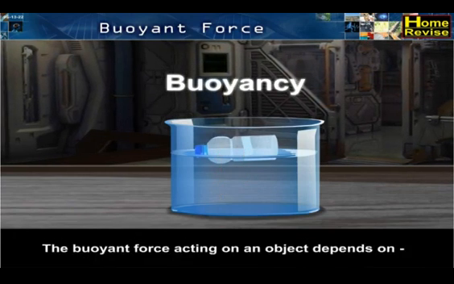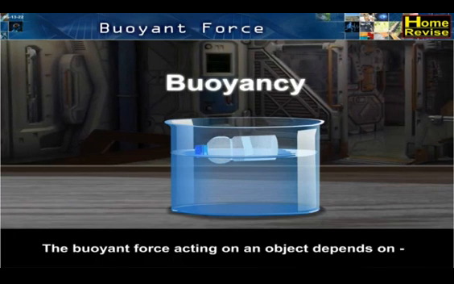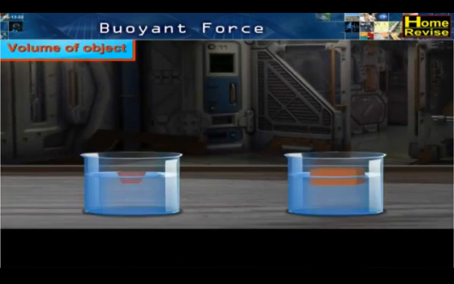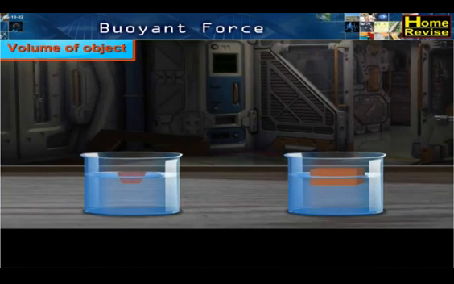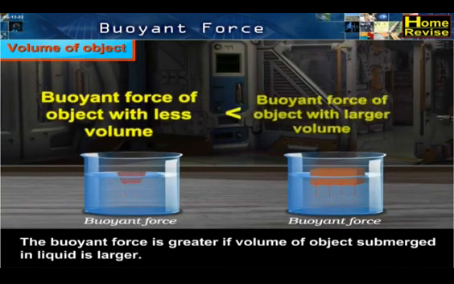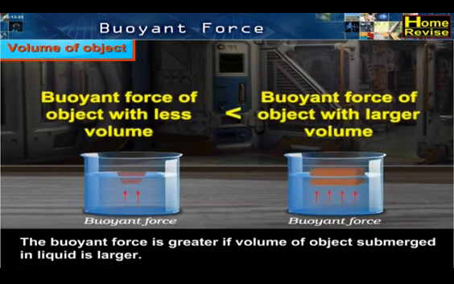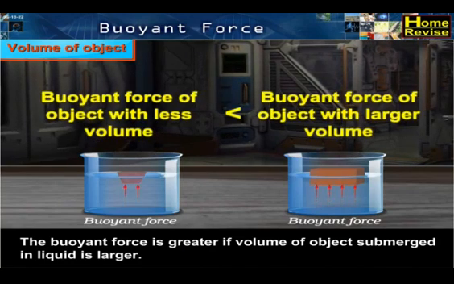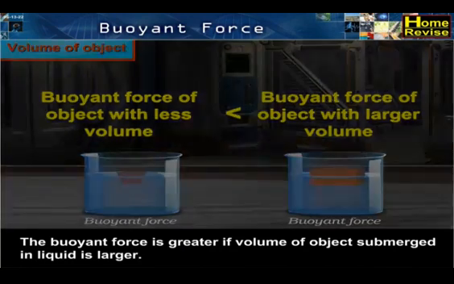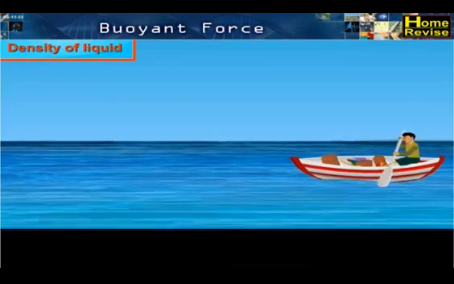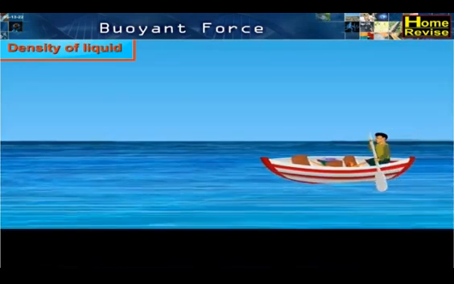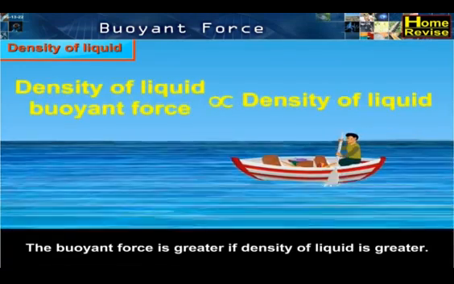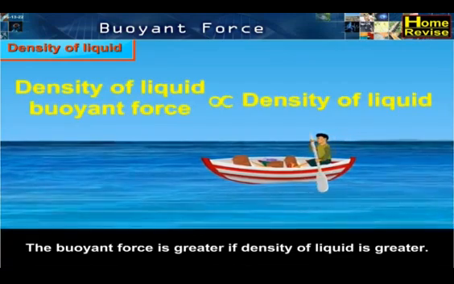The buoyant force acting on an object depends on A. Volume of object. The buoyant force is greater if the volume of the object submerged in liquid is larger. B. Density of liquid. The buoyant force is greater if the density of the liquid is greater.